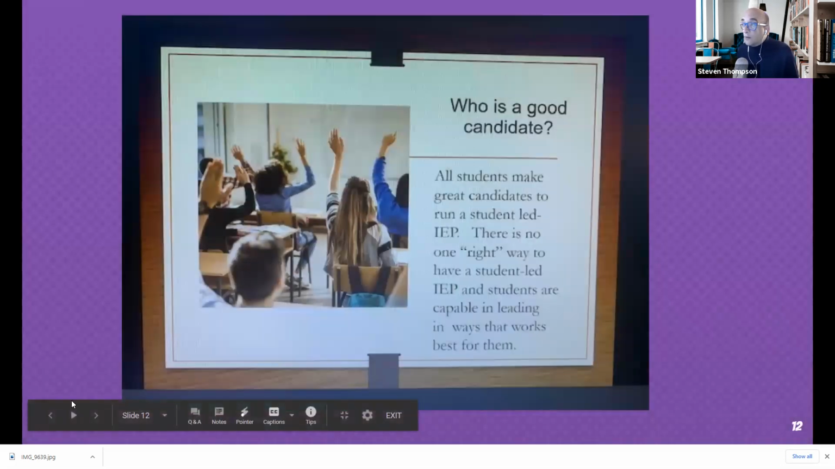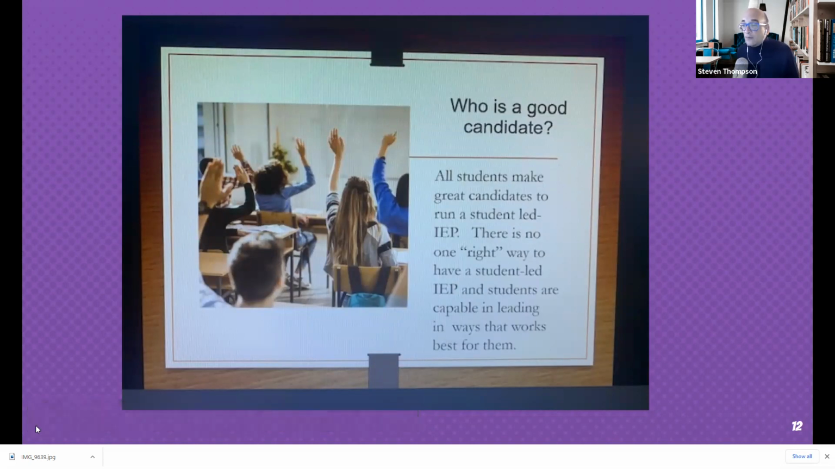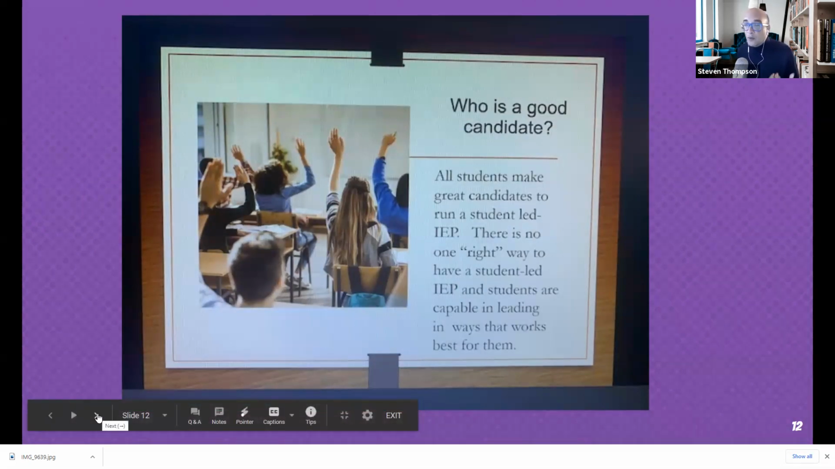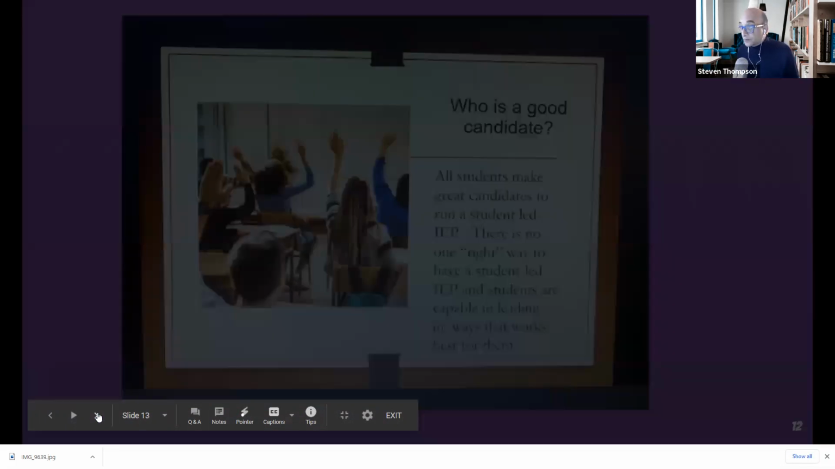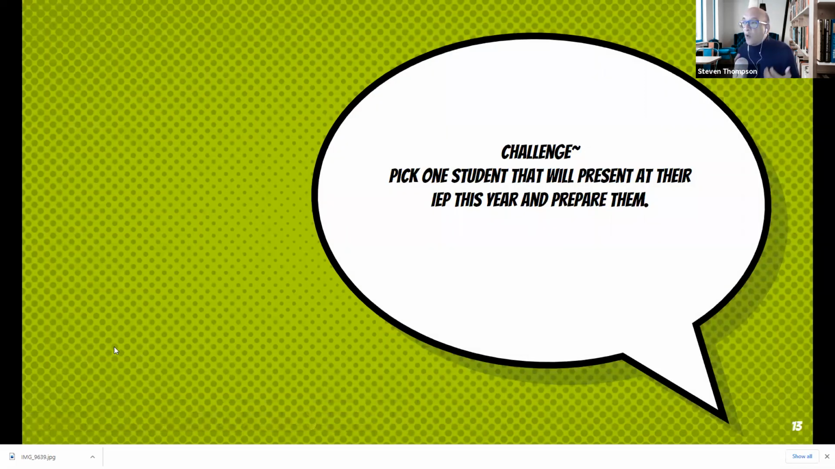Okay, so who is a good candidate? Like I said, all of your students are good candidates. I gave you the rubric, and you can use that rubric to identify students who you want to use in a student-led IEP. So here's the challenge. Pick one student that will present at their IEP this year and prepare them. So we're talking about from now in November until June. All of that time, find one student. Each one of you in your classroom, find one student.